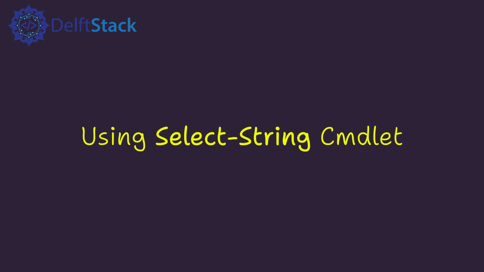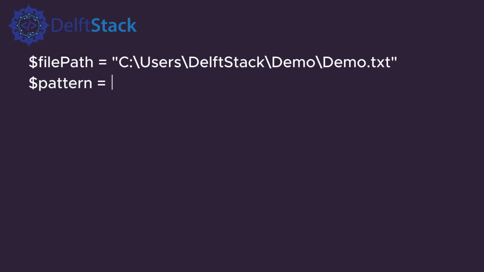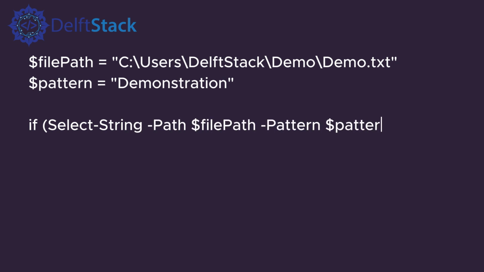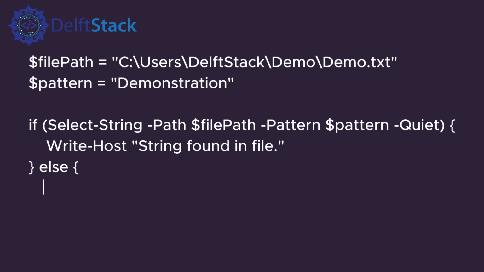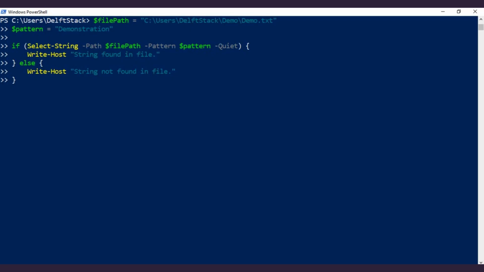Our first method utilizes the Select-String cmdlet, which searches for text patterns within files. In this script, we define the file path and the pattern we are searching for. The -Quiet parameter returns a Boolean value indicating the presence of the string.